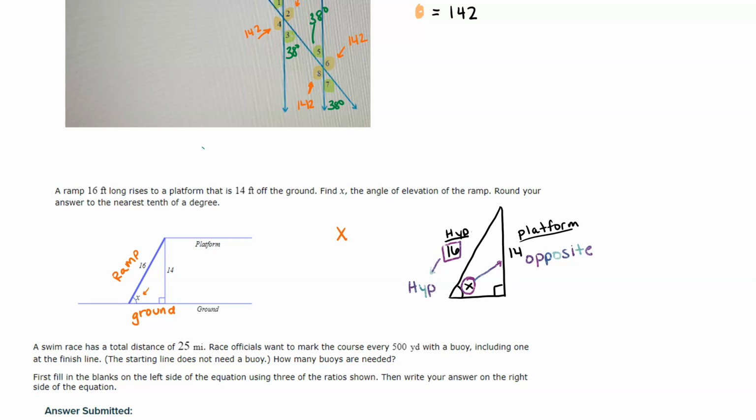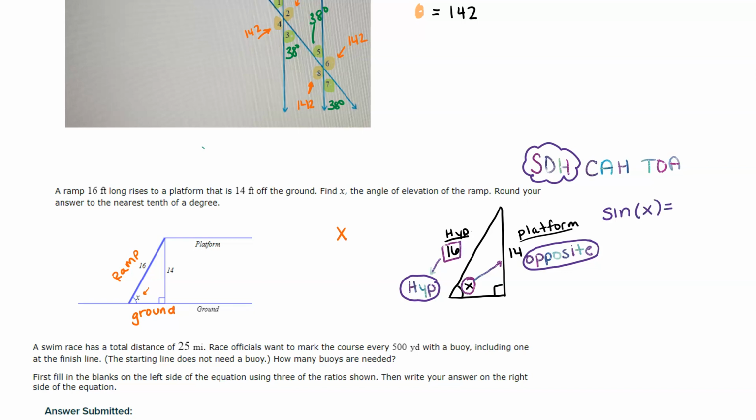So which trig function uses opposite and hypotenuse? Remember, trig is SOHCAHTOA, which tells me sine is opposite over hypotenuse, cosine is adjacent over hypotenuse, and tangent is opposite over adjacent. So we're going to decide, what do we have? We've got the opposite and the hypotenuse. So that means the sine of that angle is equal to 14 over 16. Now we have to figure out what angle x is.